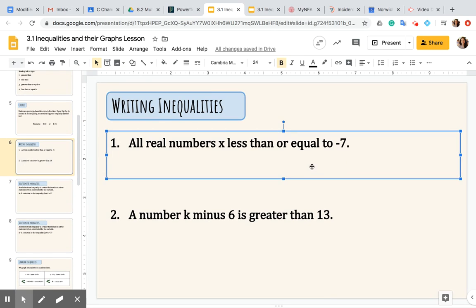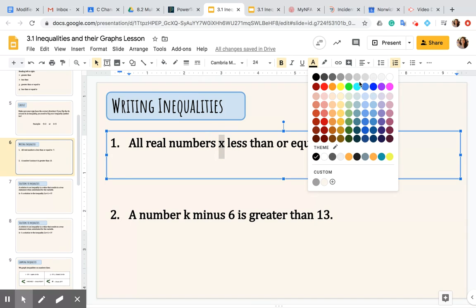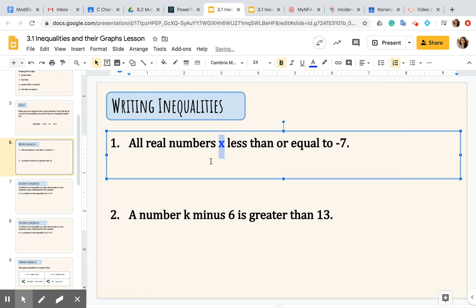Let's start with some basic translations. So all I'm gonna do is go from words to just numbers and math symbols. It says all real numbers less than or equal to -7. So when you're not sure how to approach a problem, you can box, highlight, or circle important information. I'm going to highlight stuff because I think that's going to be the easiest way to approach this problem electronically.